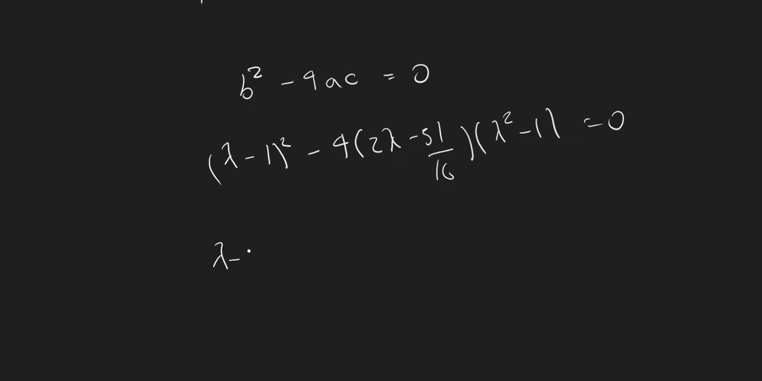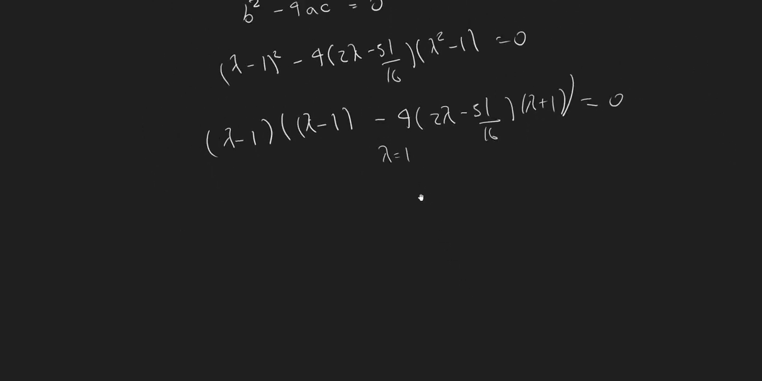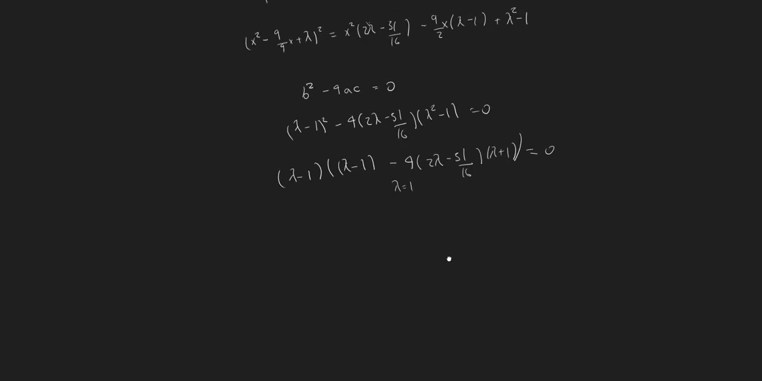So let's factor out lambda minus 1. We get lambda minus 1 squared. Oh no, the square is gone now. Minus 4, 2 lambda minus 31 over 16. And remember, this is lambda plus 1, lambda minus 1, a difference of squares. So now all we have left is lambda plus 1 equals 0. Using the zero product property, we know lambda equals 1, right? Lambda equals 1. So now let's sub that into our original engineered equation.